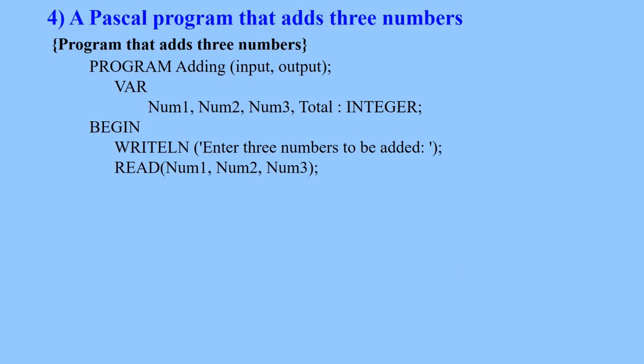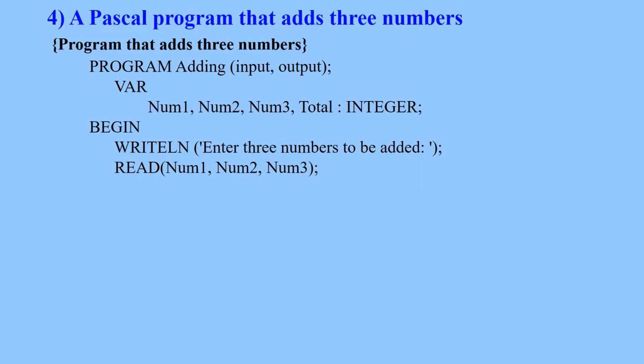Then the second statement is read. Read what? Read 3 values. One value to go to number 1, the second one to go to number 2, the third one to go to number 3, in that order. So whatever is entered by the user. The user will enter the first value and press enter. That value will be transferred and stored in memory location num1.